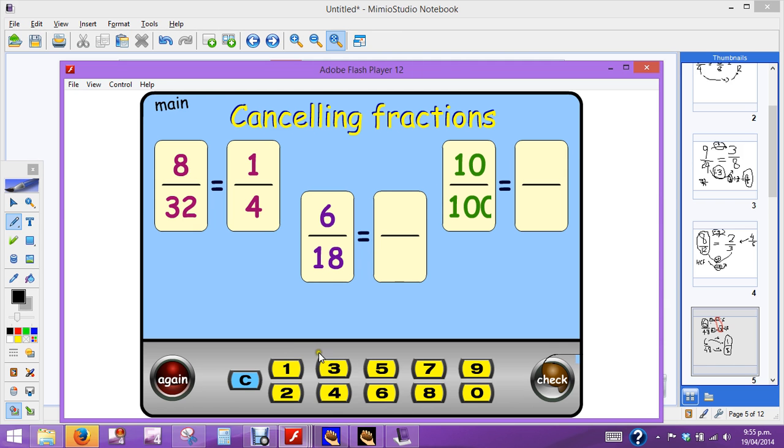6 18ths. I think 6 divides into both numbers. So 1 out of 3 is the one I want. And 10 out of 100, the common factor is 10. 10 divided by 10 is 1. 100 divided by 10 is 10. Or I knock off a 0 top and bottom. Check, correct. Let's just do one more.